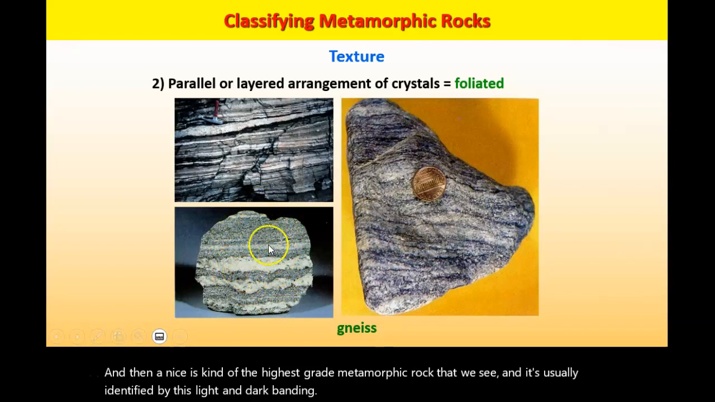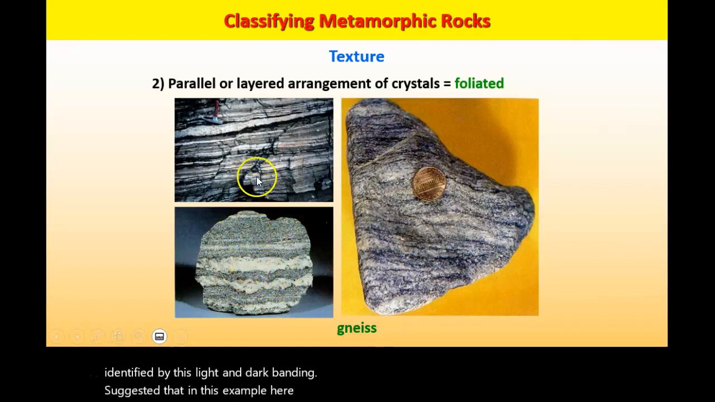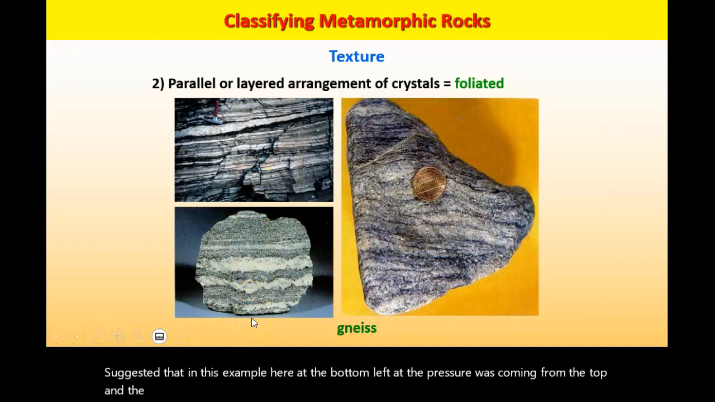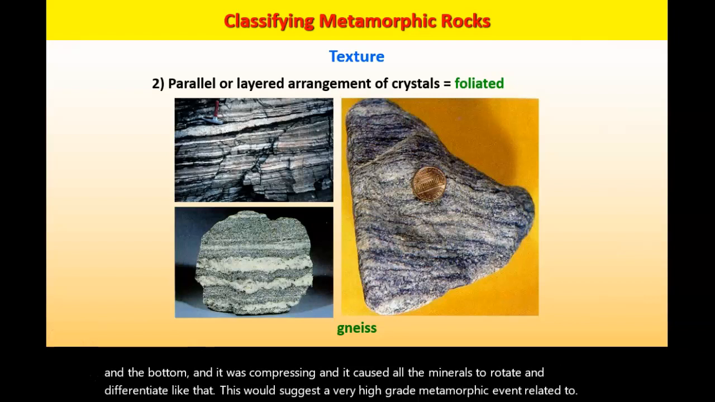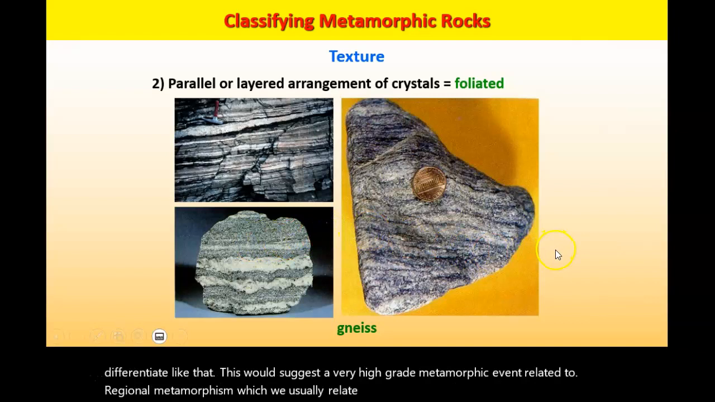It's suggested that in this example here at the bottom left, the pressure was coming from the top and the bottom, and it was compressing that, and it caused all the minerals to rotate and differentiate like that. This would suggest a very high grade metamorphic event related to regional metamorphism, which we usually relate to some type of subduction event.